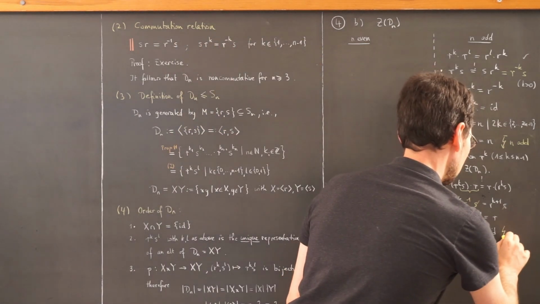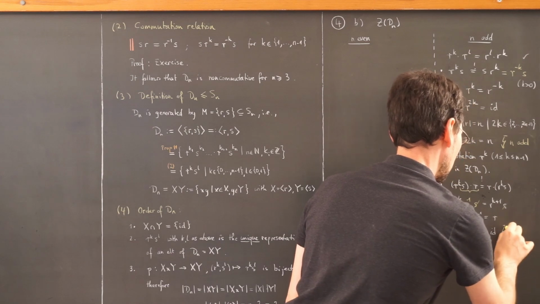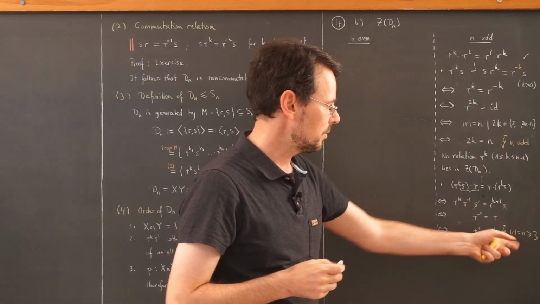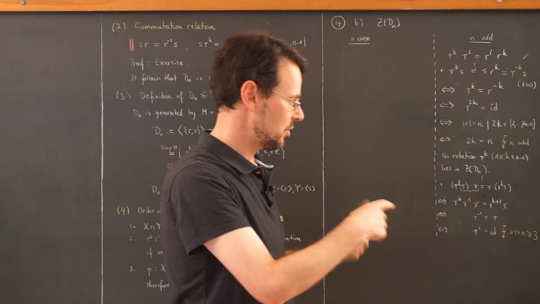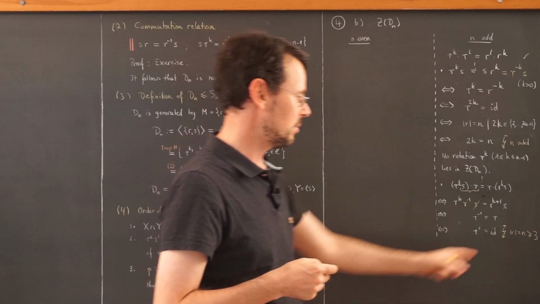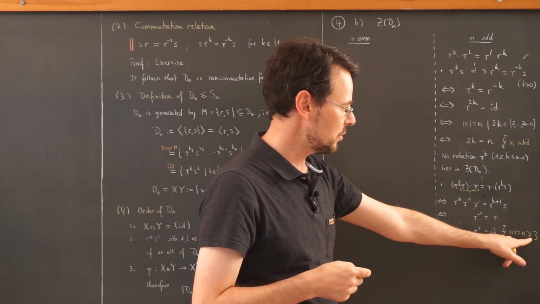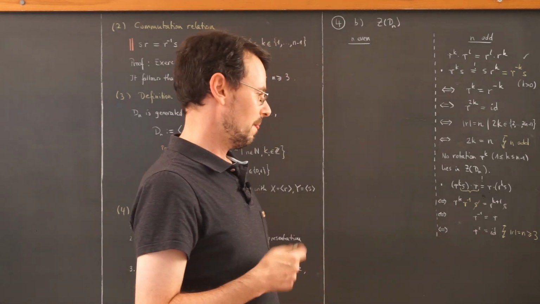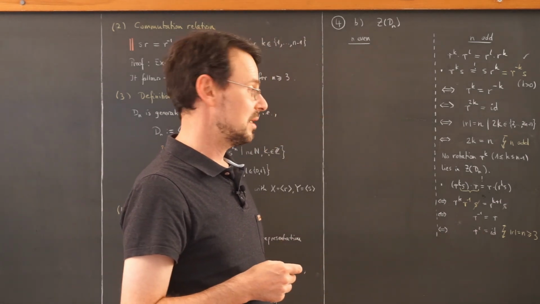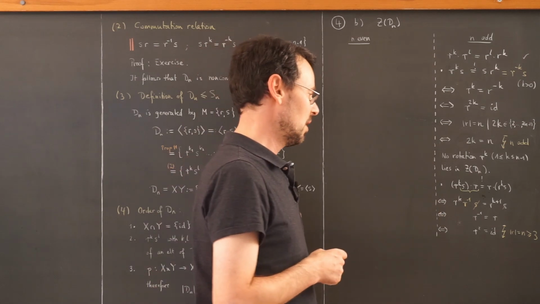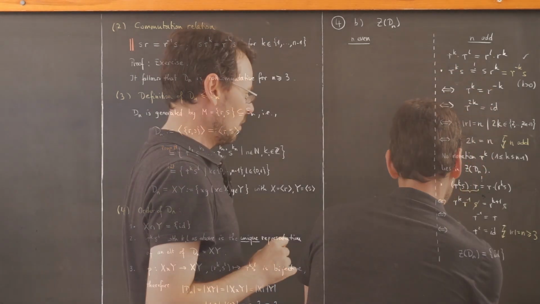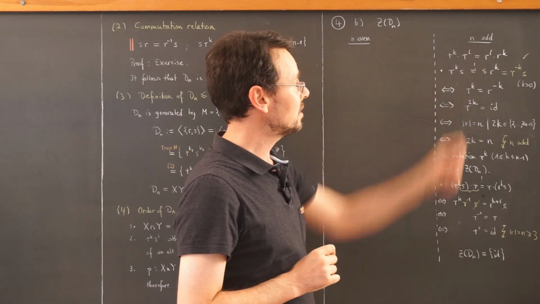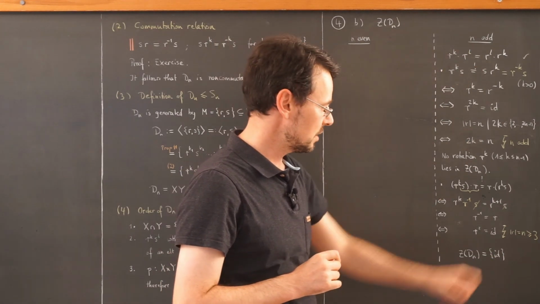This is a contradiction, because the order of r, which is clearly n, the rotation by 360 degrees divided by n, and n was supposed to be greater than or equal to 3, so it cannot be true that r squared is the identity, because then the order of r would be 2. So this shows that the center of the dihedral group of degree n, in the case where n is odd, is the identity.